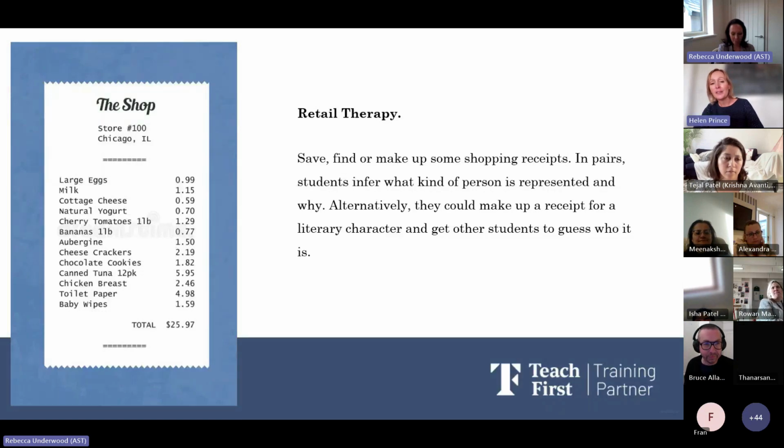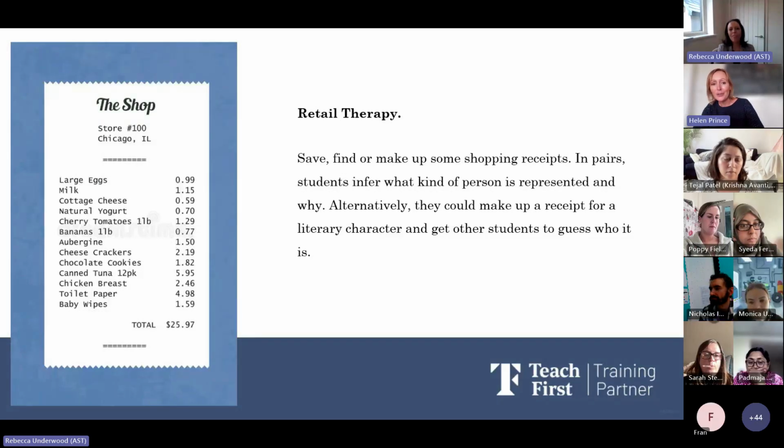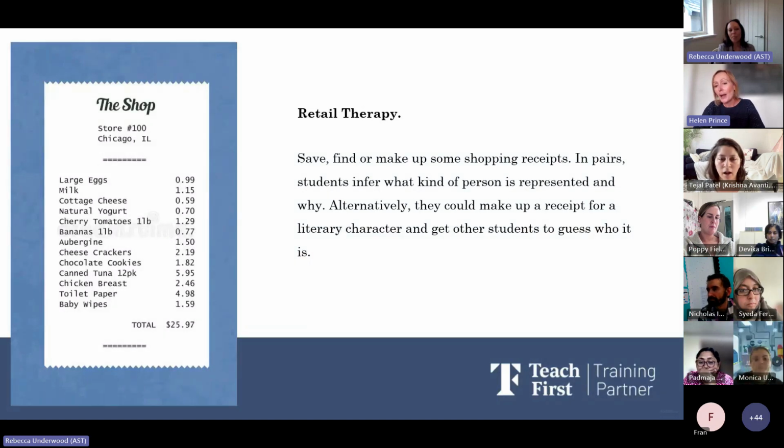Retail therapy can be quite fun. You can save your receipts or find some or make some up, and then infer what kind of person's represented and why, or make up a receipt for a character that is in a story and get other students to guess who it might be.